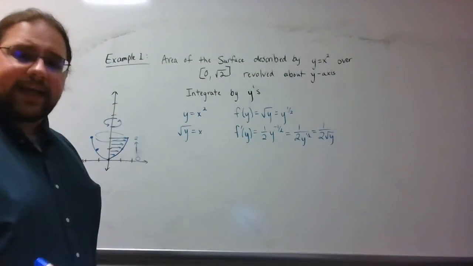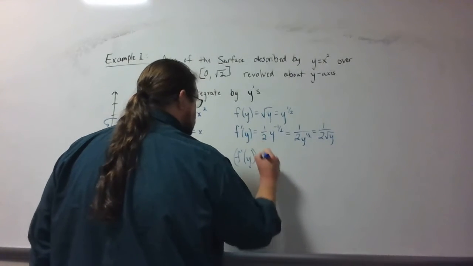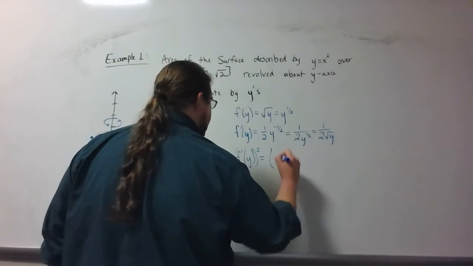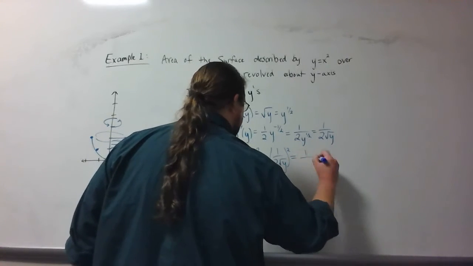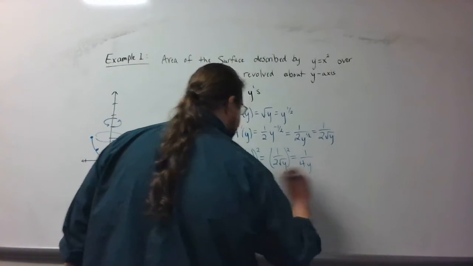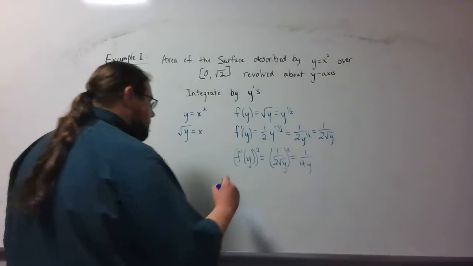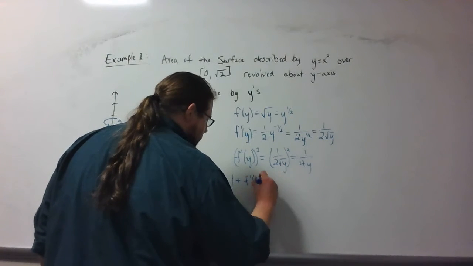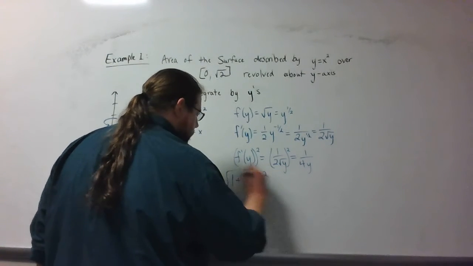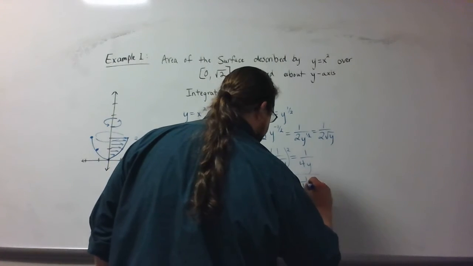Now that I've got that taken care of, remember we need to go ahead and square it next. So f prime of y squared. Remember to square everything. So I'm going to have to square the 1, I'm going to have to square the 2, and I'm going to have to square the square root of y, which is just y. So I get 1 over 4y. Now that I've got that taken care of, remember to add 1. And I'll go ahead and do it in the same step and put the square root. So it's going to be the square root of 1 plus 1 over 4y.